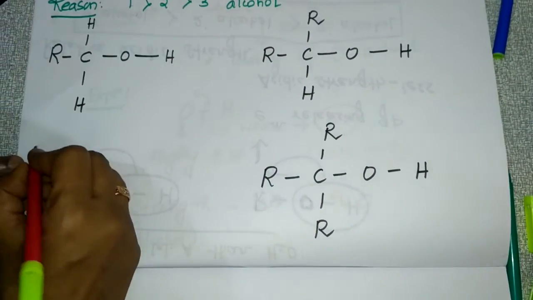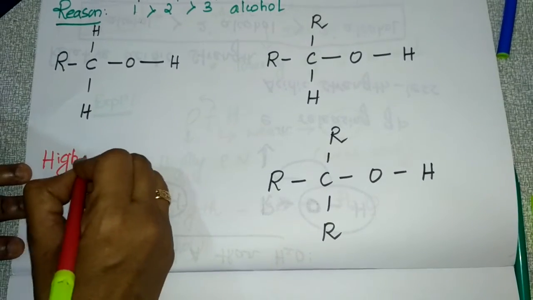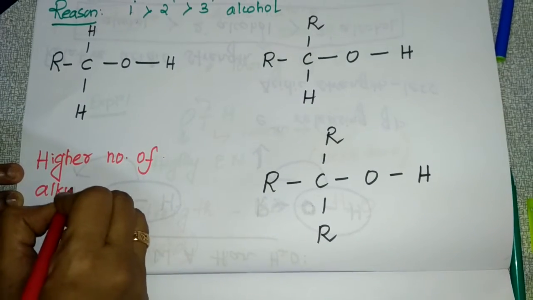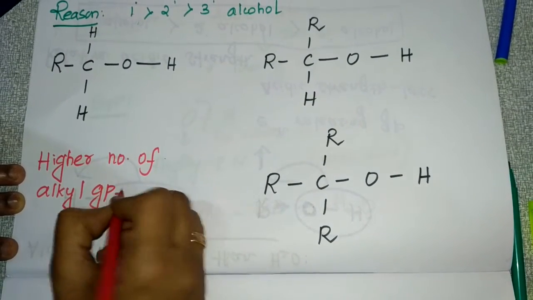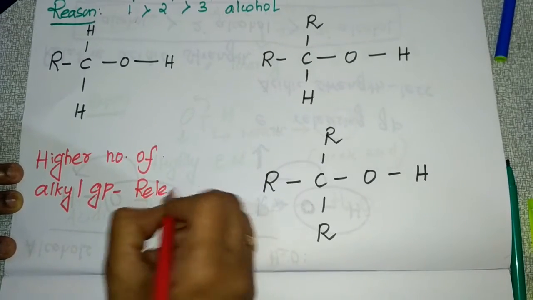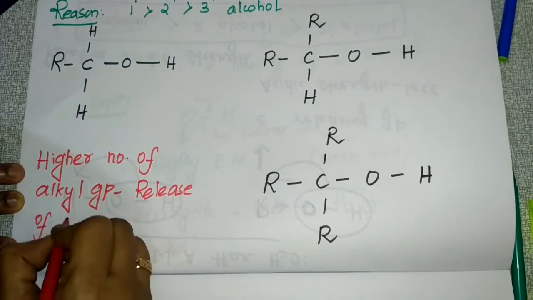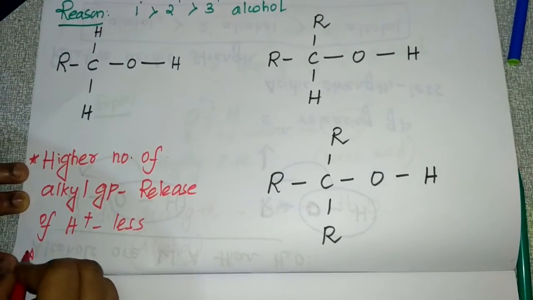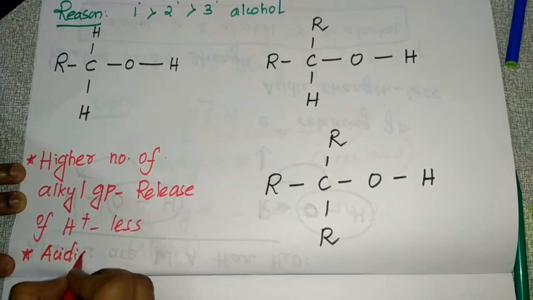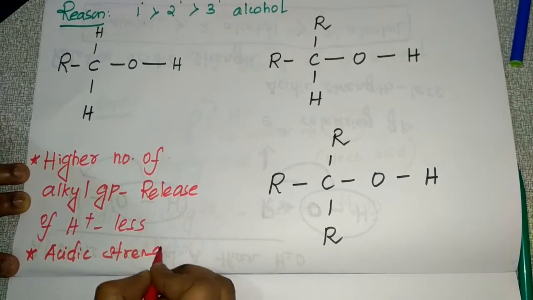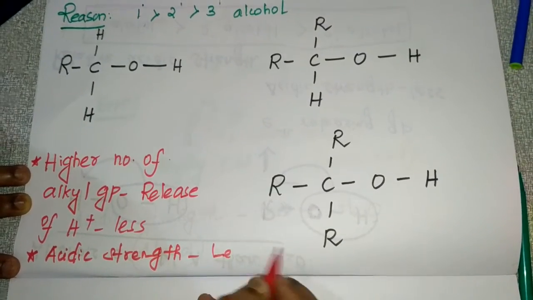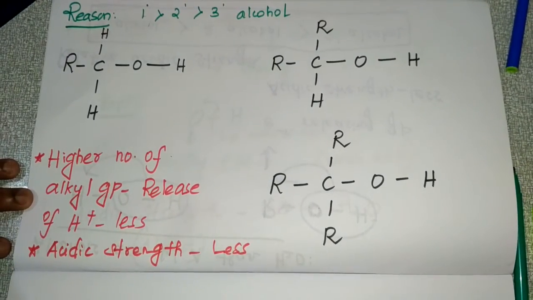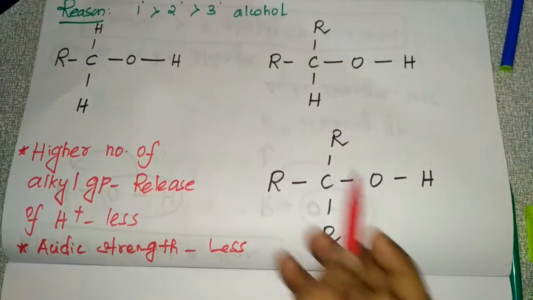Understood? If higher number of alkyl groups are there, then the release of H plus will become less. So in this condition, acidic strength will be less. Okay, so this is the concept here. Clear? So see, I'll come from here.